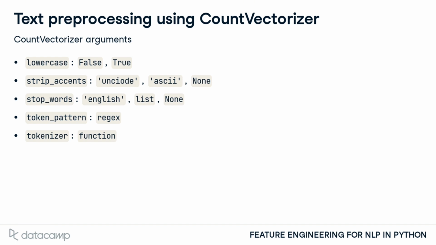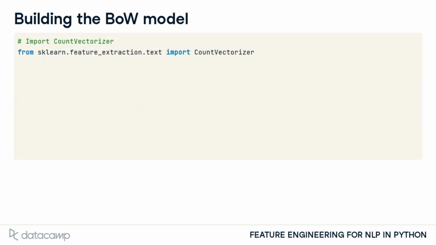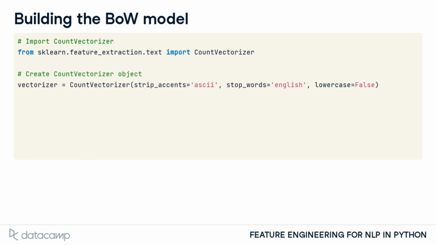Although it performs tokenization and preprocessing, CountVectorizer's main job is to convert a corpus into a matrix of numerical vectors. As usual, we import CountVectorizer from scikit-learn. We then instantiate a CountVectorizer object called vectorizer. We perform accent stripping using ASCII mapping and remove English stop words. We also set the lowercase argument to false. This is because spam messages usually tend to abuse all capital words, and we might want to preserve this information for the ML step. The dataset has already been loaded into the data frame df.